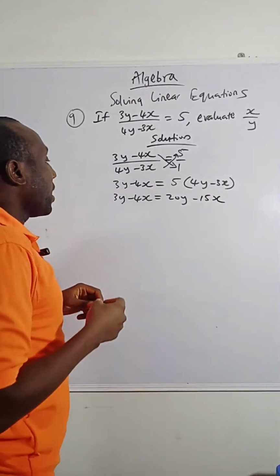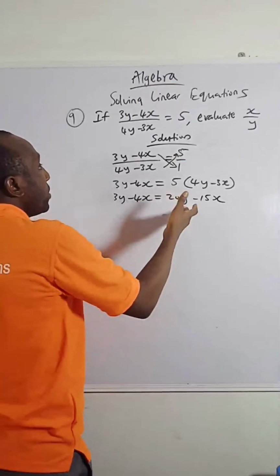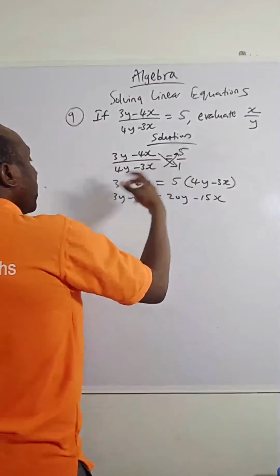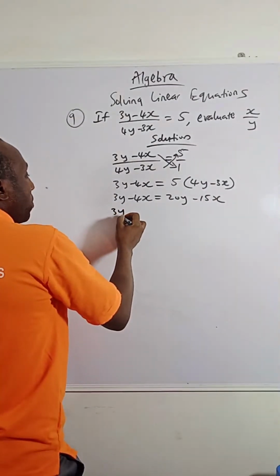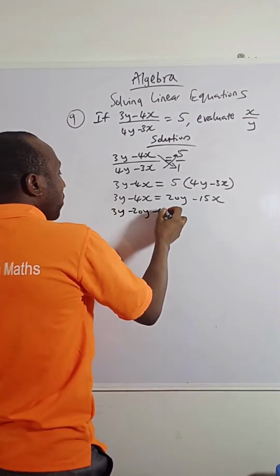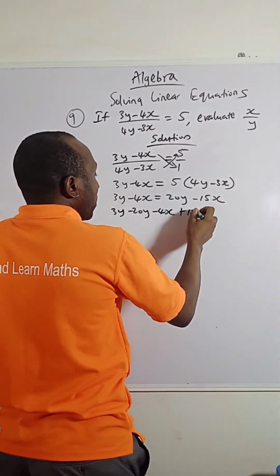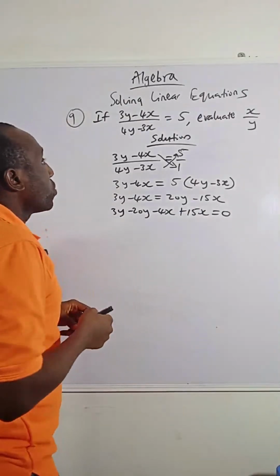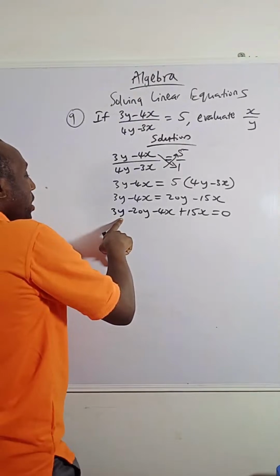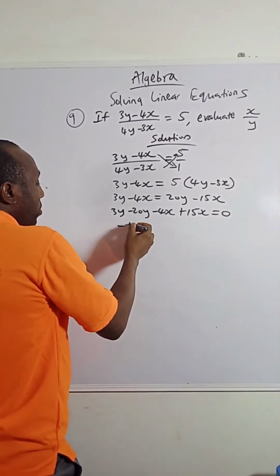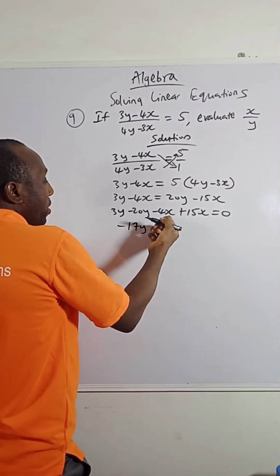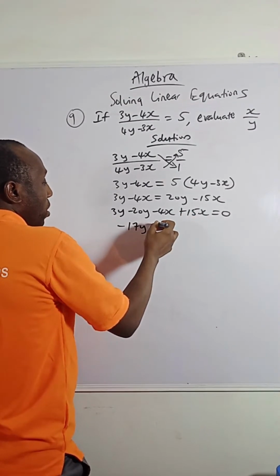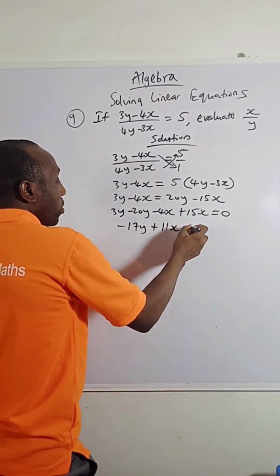So what I'll do next, I'm going to move all these to the left-hand side. So it's going to be 3y minus 20y, then minus 4x plus 15x, all is equal to 0. So, what am I going to do next? What is 3y minus 20y? That's minus 17y. Then what is minus 4x plus 15x? That's plus 11x, okay? All is equal to 0.